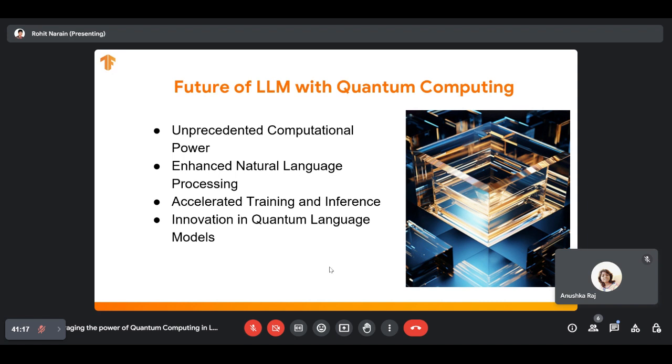And third is unprecedented computational power. Again, quantum computing has the potential to process all that information in parallel, basically. So we can get some unprecedented computational power.